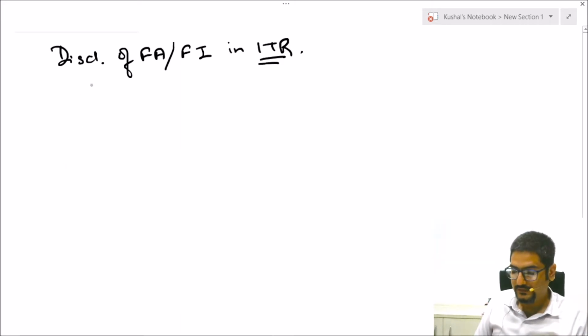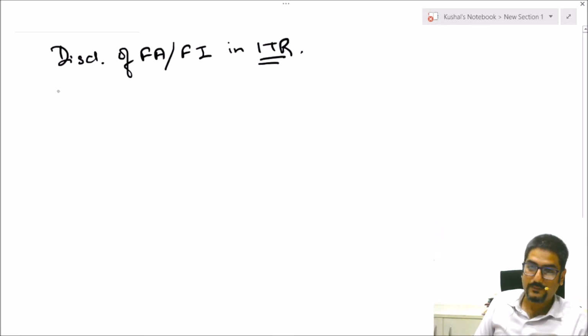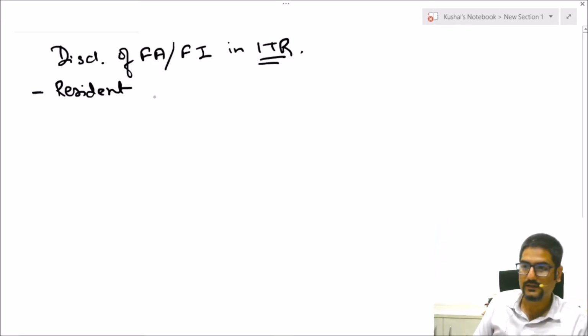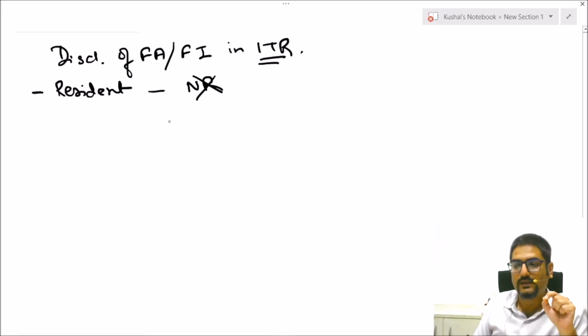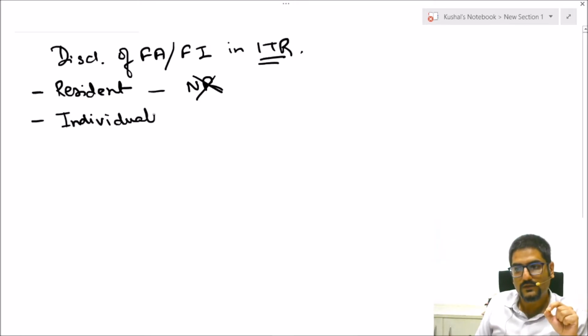So the first aspect is that it is applicable only and only for resident Indians, right? It is not applicable for non-residents. So it is applicable only for residents, and that too on individuals, only and only on individuals, right?